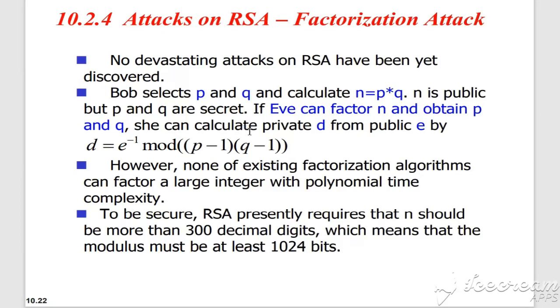So to secure RSA, presently what we can do is select n as a large value, at least 1024 bits, so that we can avoid this factorization attack. When the value is large, it will be difficult to perform the factorization. When n is this large, it will be infeasible to get the factors p and q. So this way we can avoid this factorization attack.